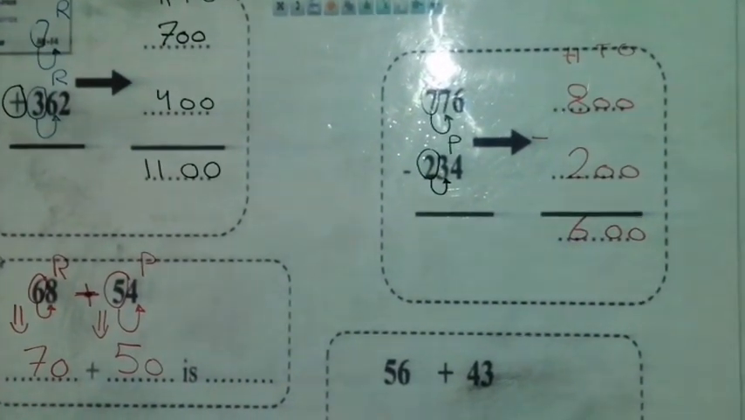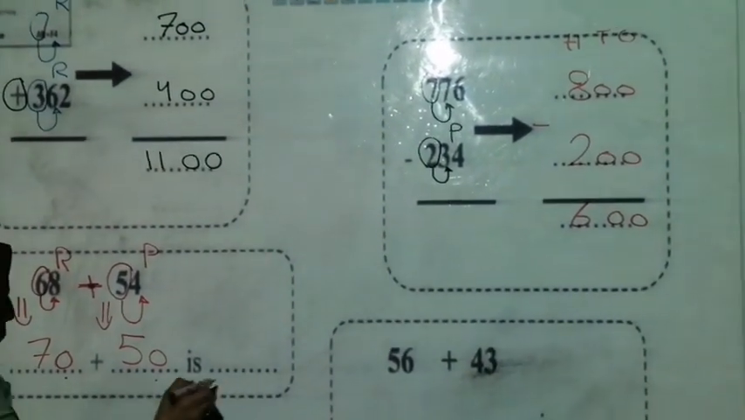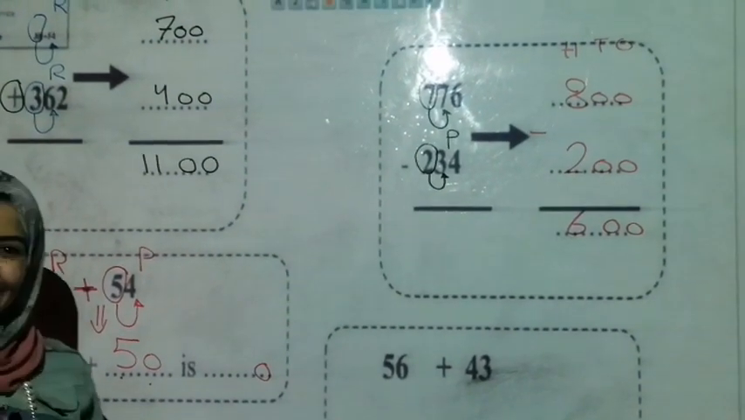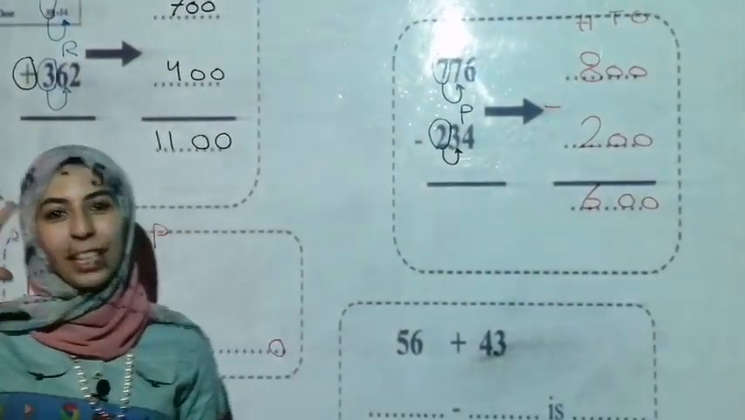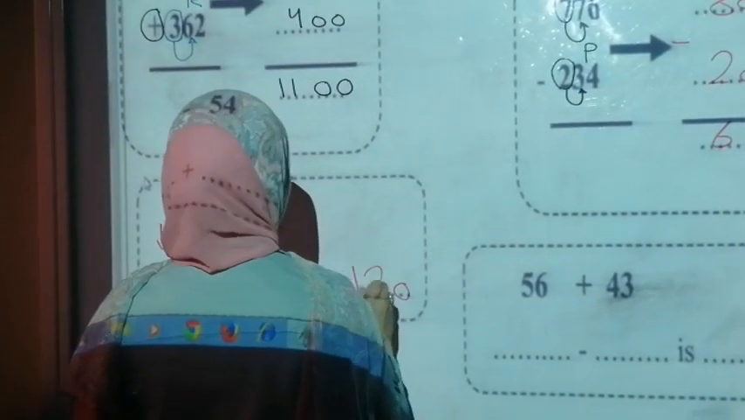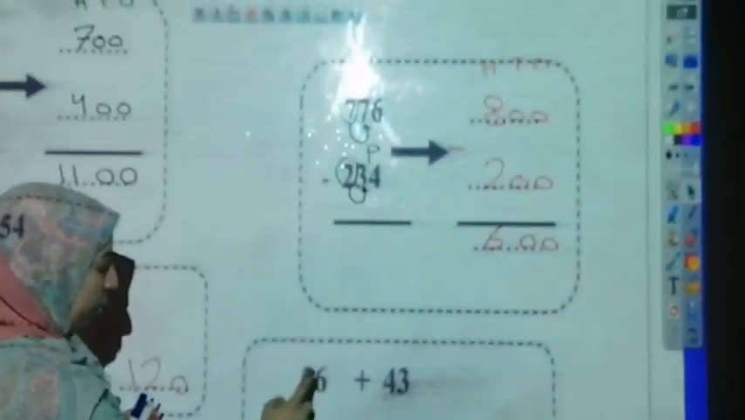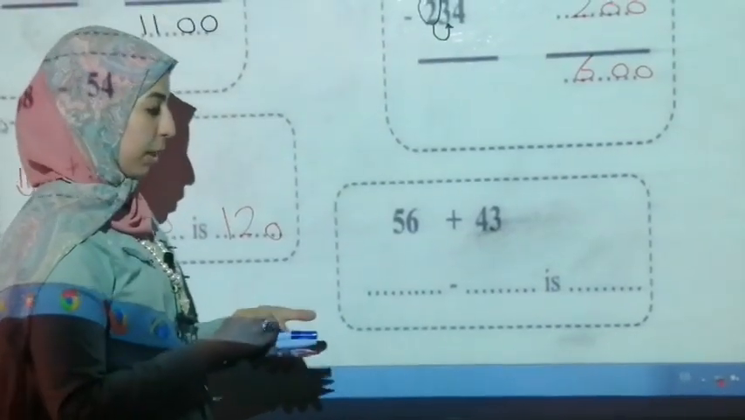Then do the addition operation. 0 plus 0 equals 0. 7 plus 5. Put 7 in my mind, 5 on my fingers. After 7, 8, 9, 10, 11, 12. Okay. 120.